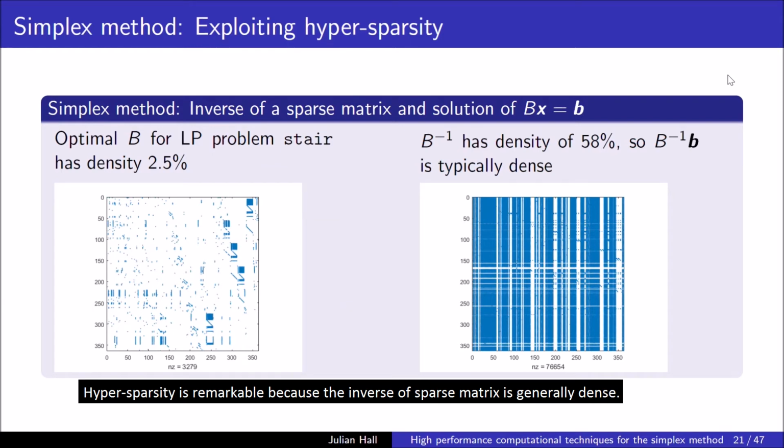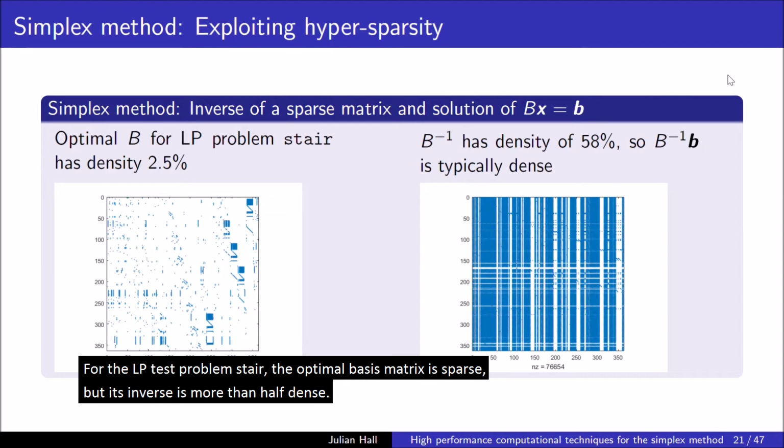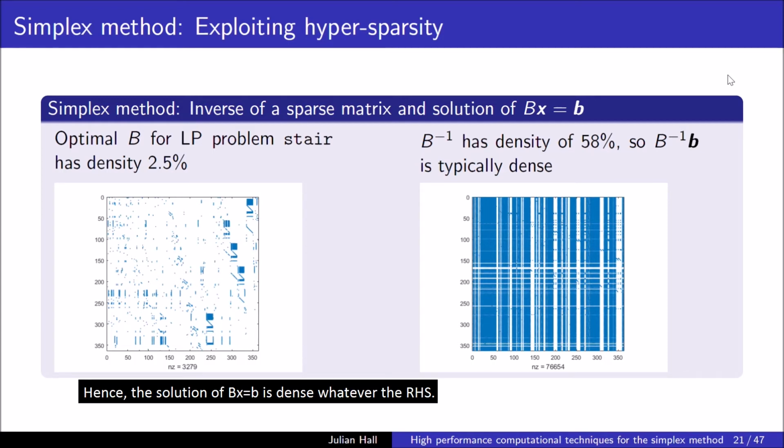Hypersparsity is remarkable because the inverse of a sparse matrix is generally dense. Indeed, the inverse of a random sparse matrix is usually full. For the LP test problem STAIR, the optimal basis matrix is sparse, but its inverse is more than half dense. Hence, the solution of Bx equals b is dense, whatever the right-hand side.